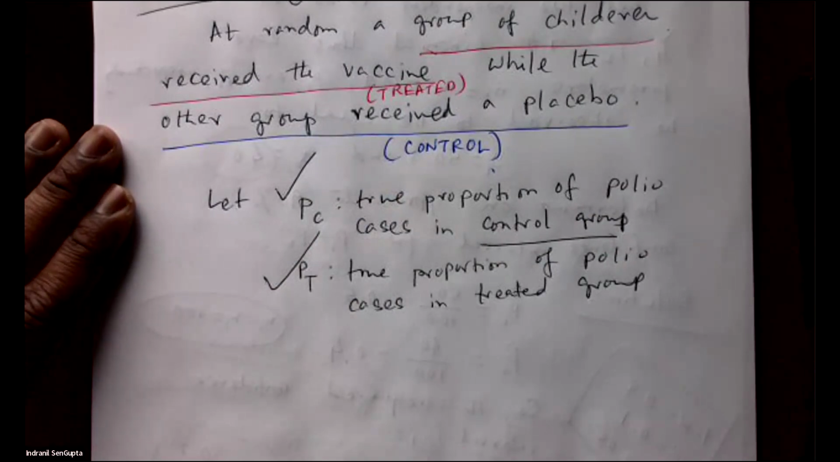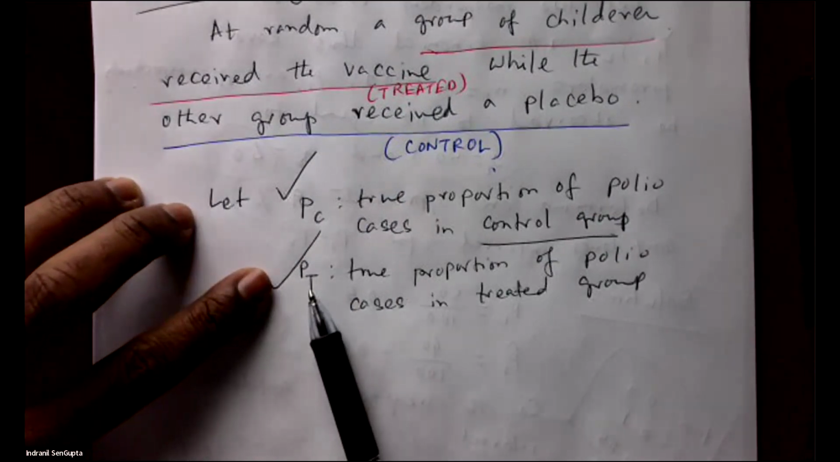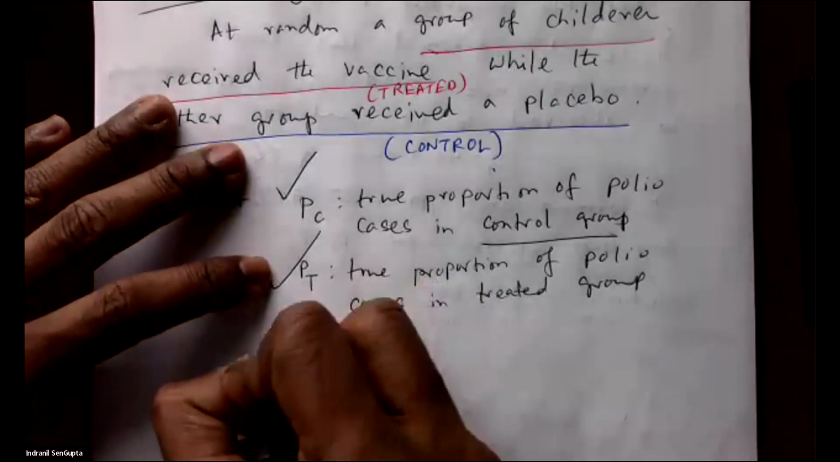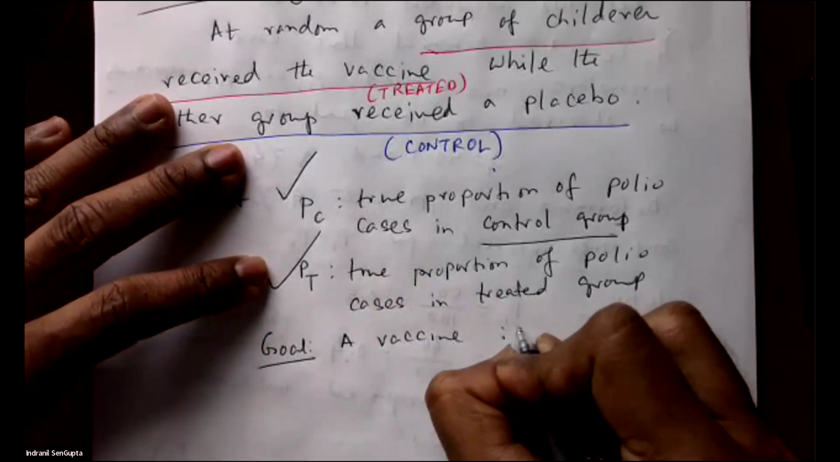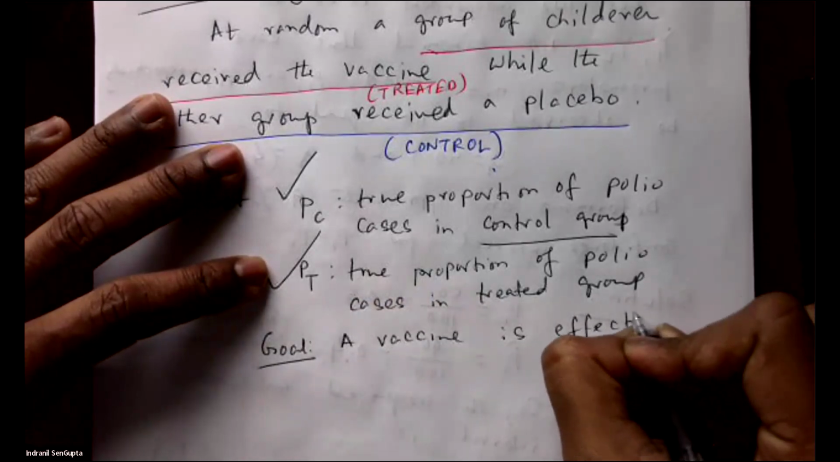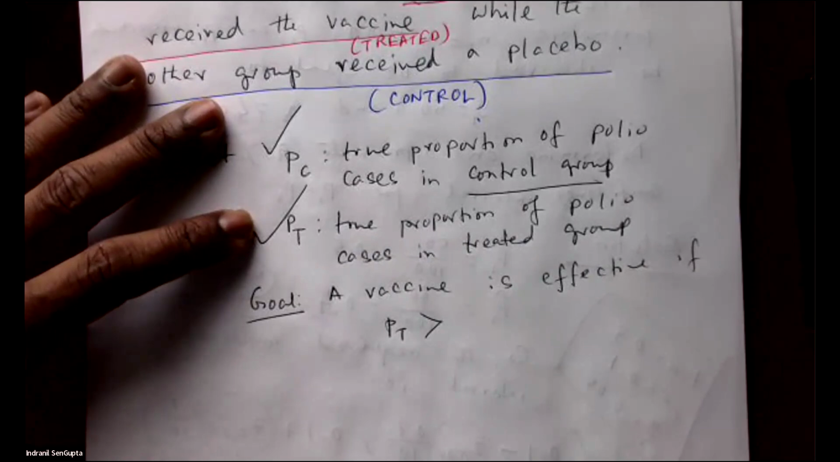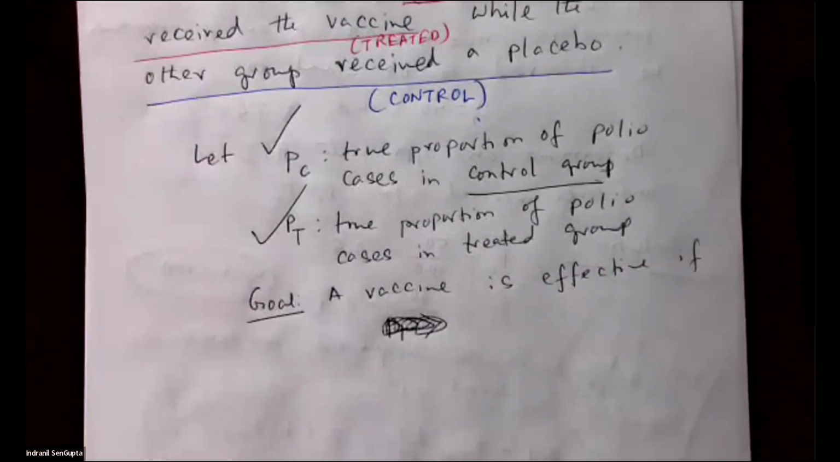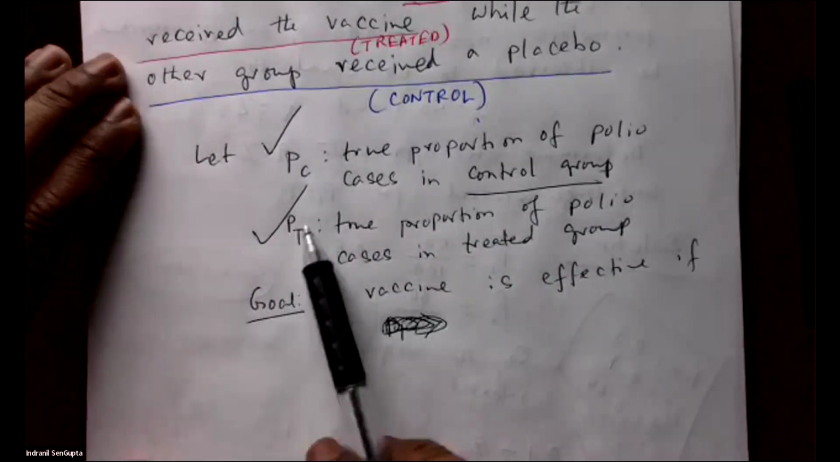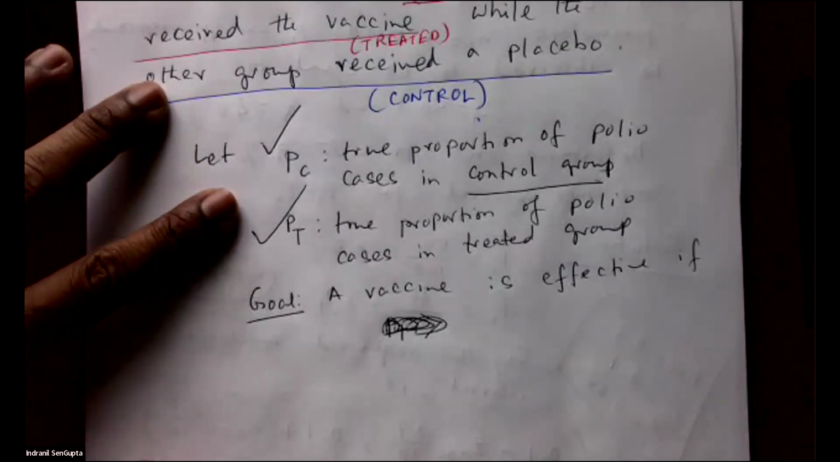Now, what we do is the following. If we want to have an effective vaccine, we want to see if PT is bigger than PC. So the goal: a vaccine is effective if we have more polio among the proportion who are not treated, then we say the vaccine is effective.